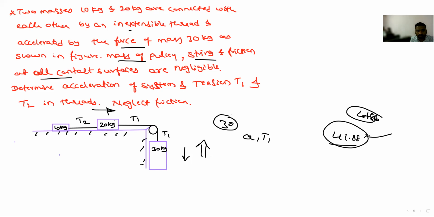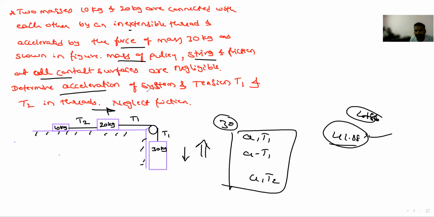Then consider the free body diagram of the second 20 kg body. You will get A and T1 equation. Then you consider the 10 kg body. You will get A and T2 equation. To solve this, you will get A, T1, T2. What is asked is to determine the acceleration of the system and tensions T1, T2. But neglect friction. There is no friction. So just apply the sigma Fx formula. In all the cases you will get the answer. I will give the answers also. I will ask these answers in the next class.